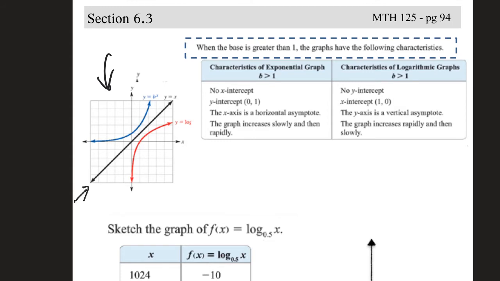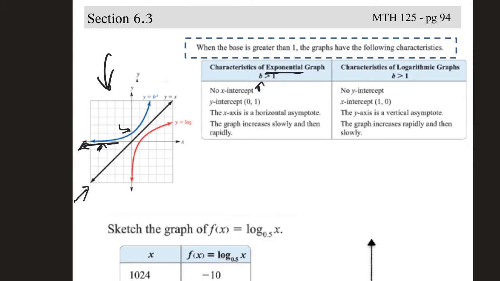Notice the characteristics of an exponential graph, a graph that is increasing: the multiplier is a number larger than 1. There is no x-intercept, so this never touches the x-axis. The y-intercept here is (0, 1) for this particular example. The x-axis is a horizontal asymptote. That means the graph is leveling off at the x-axis, and that the graph is increasing slowly and then rapidly. So those are just 4 things to notice.